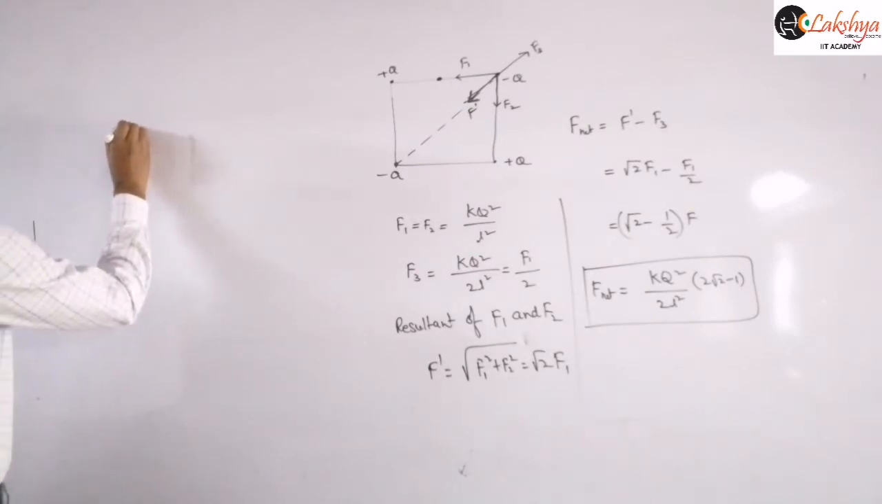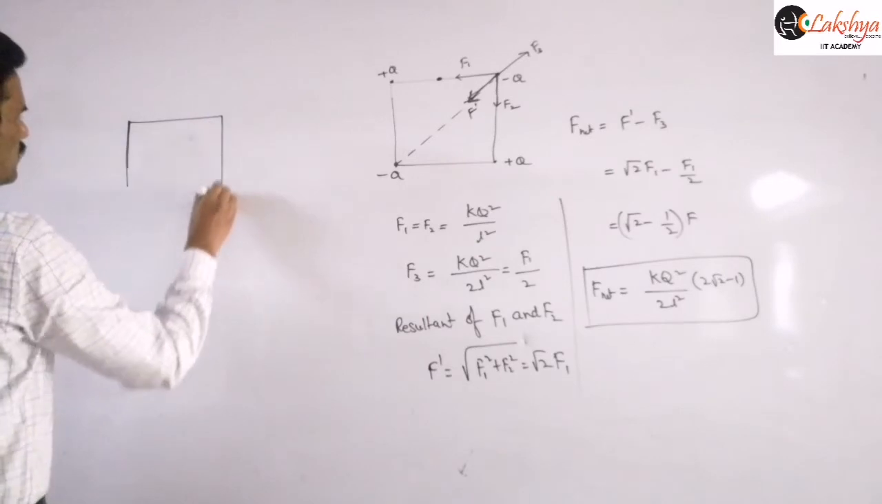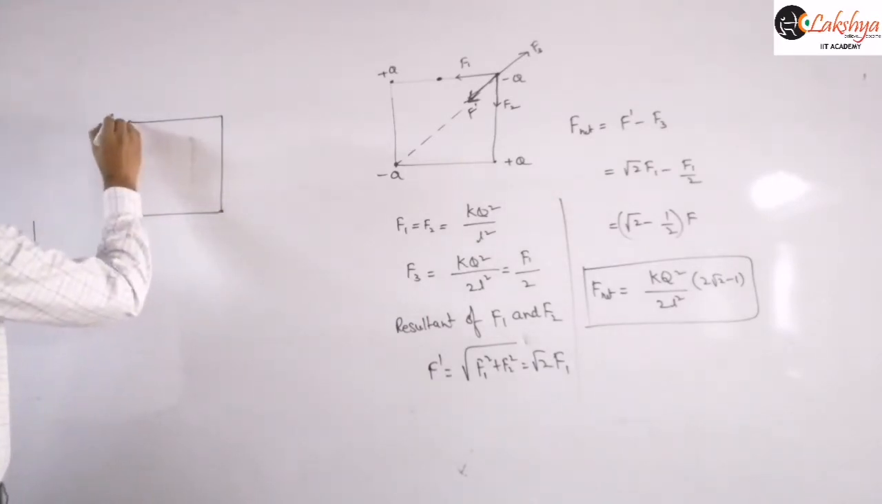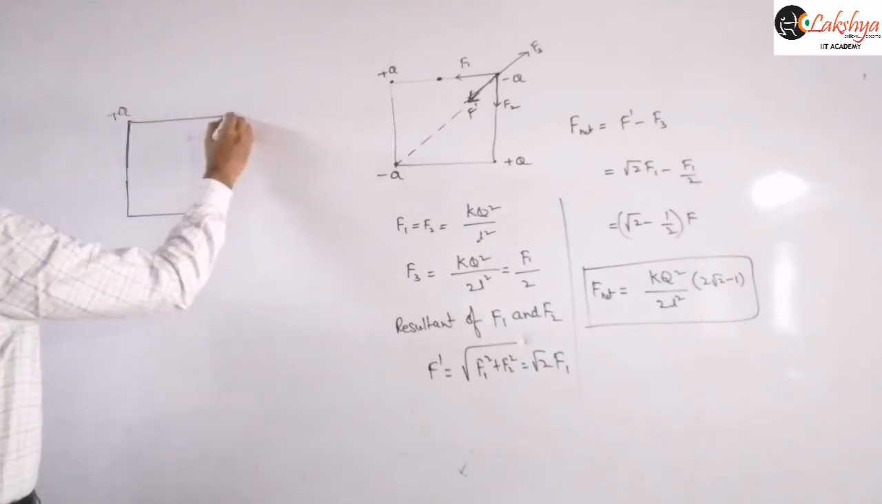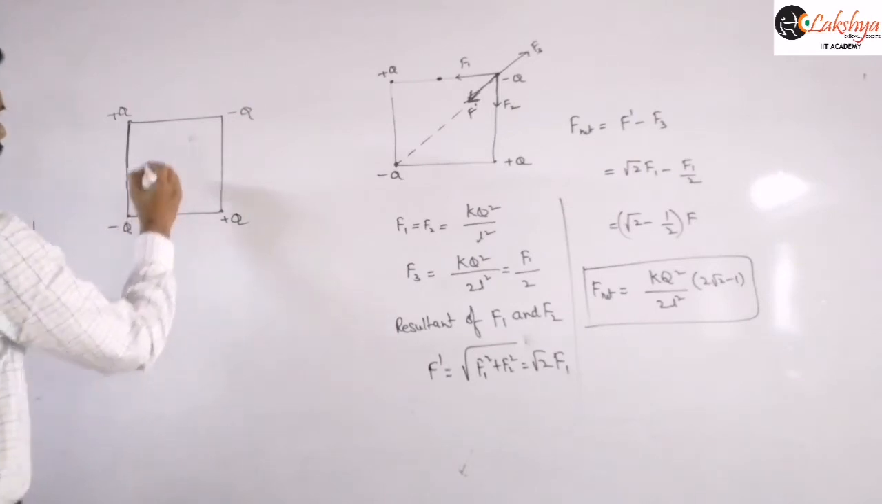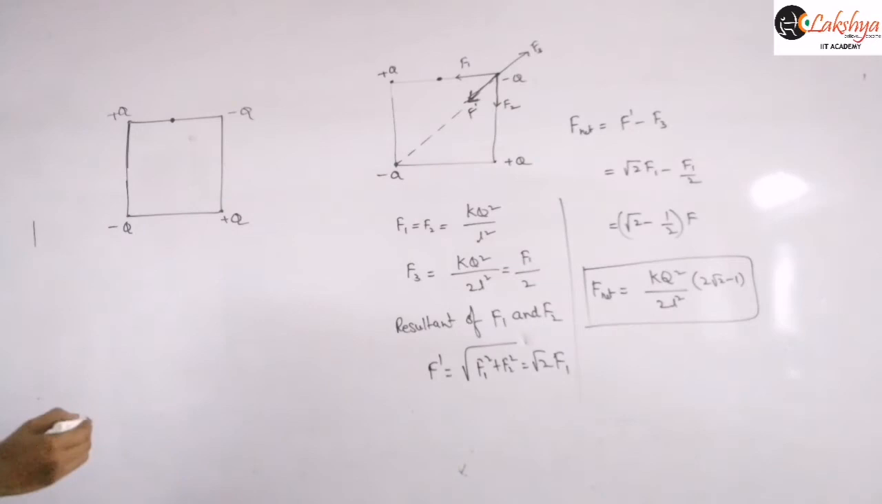So I can write this as: this is a given square with the given charges along with their images, minus q, and this is plus q and minus q, right? So our point is here. At this point, at the midpoint, we need to find the electric field.